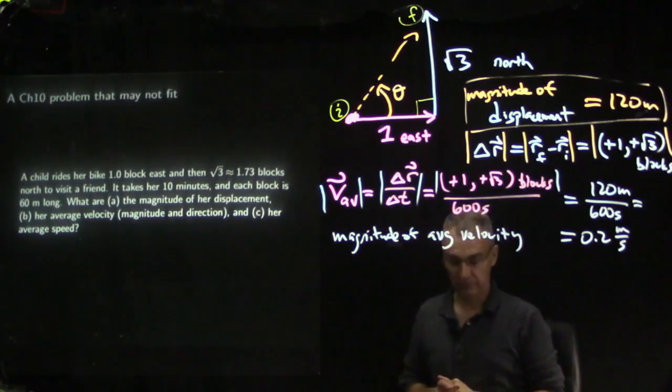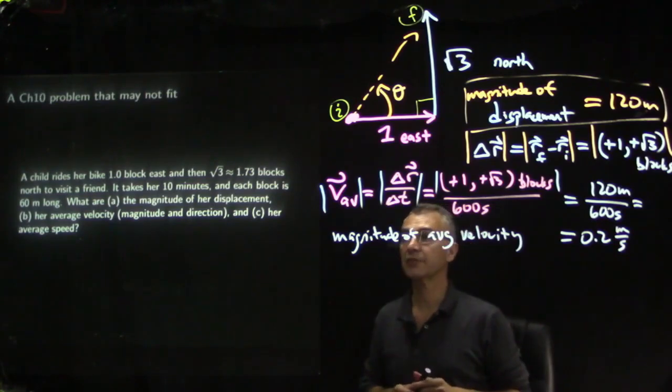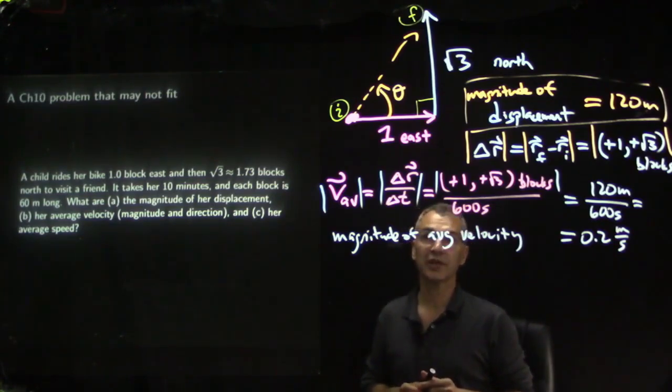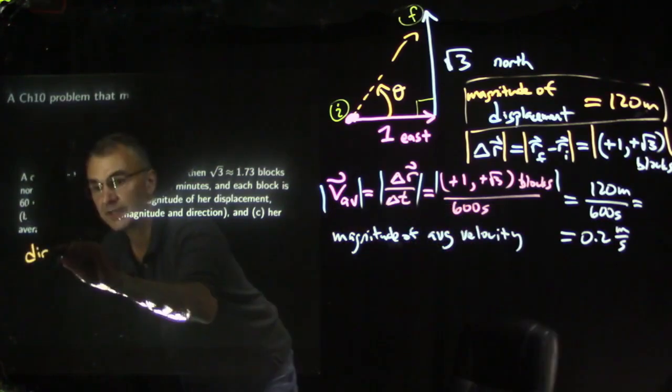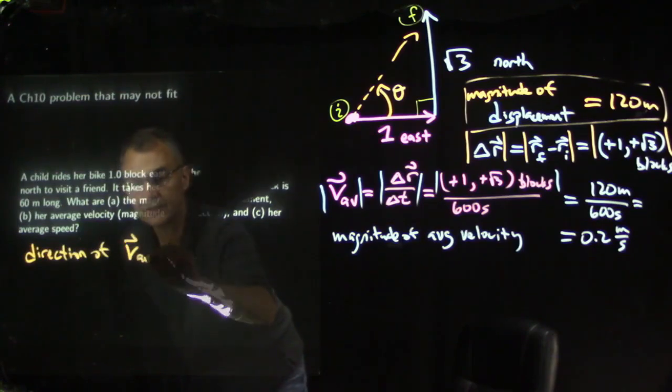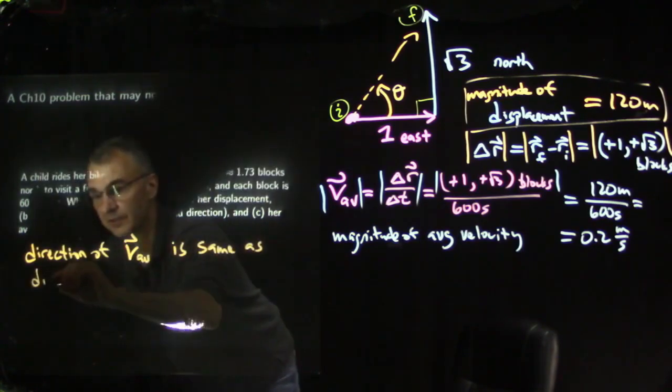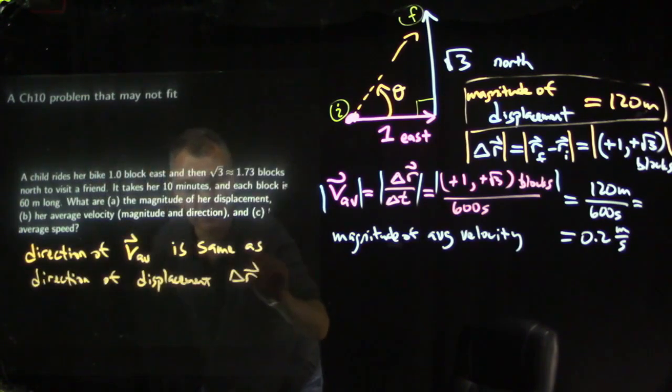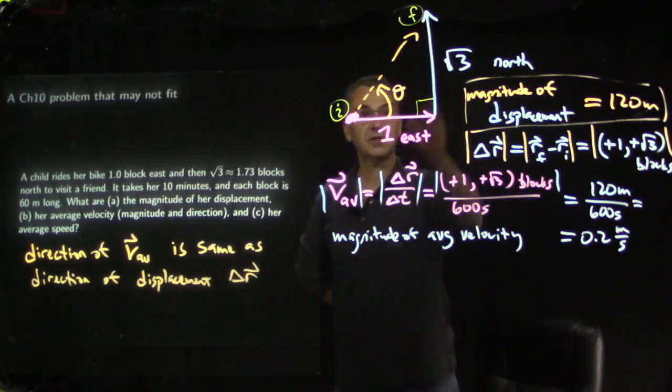How about the direction of her average velocity? Well, the direction of her average velocity is going to be the same as the direction of her displacement. The direction of average velocity is the same as the direction of her displacement, which usually we write delta r. So this is root 3 north, 1 east.